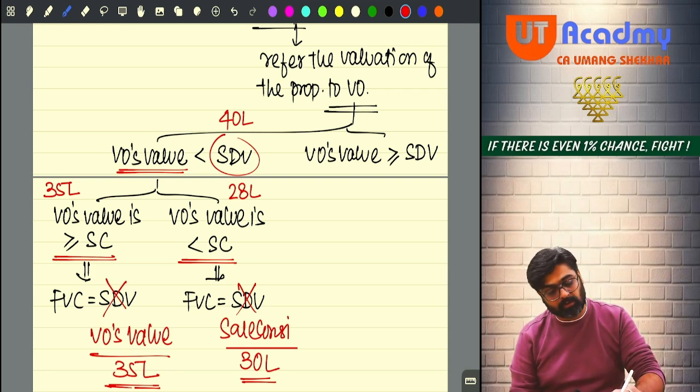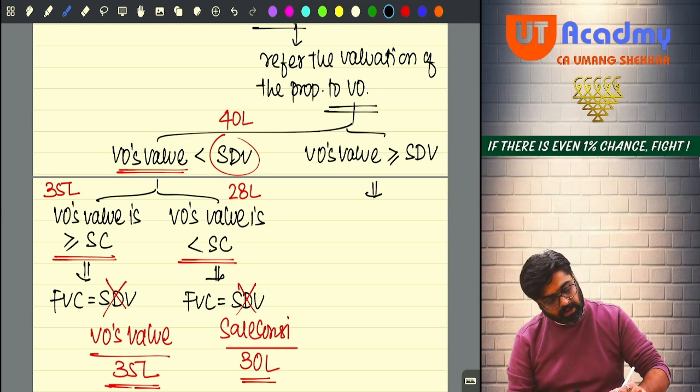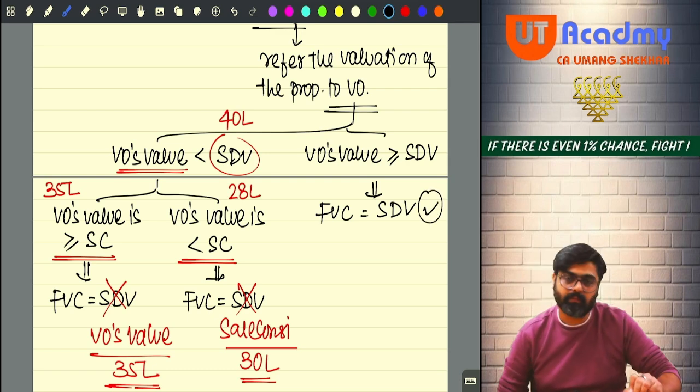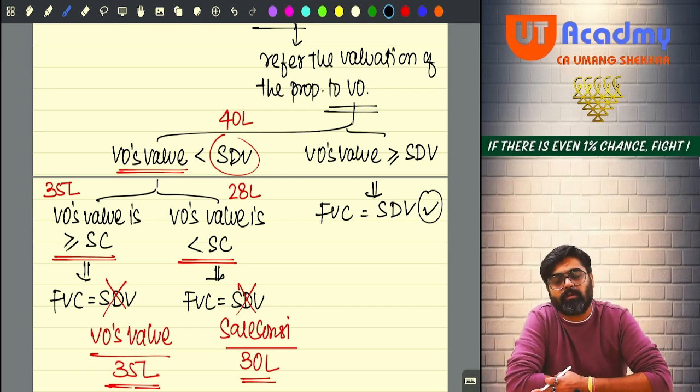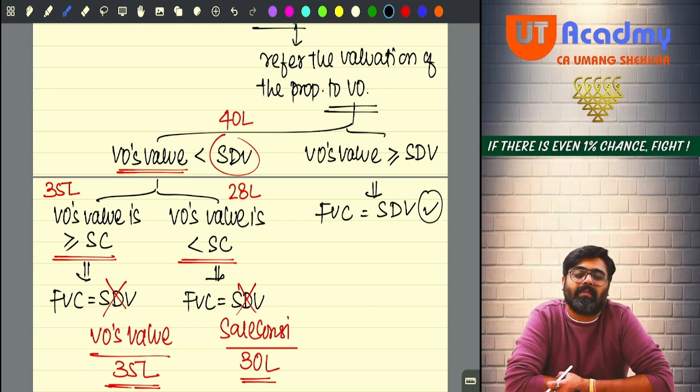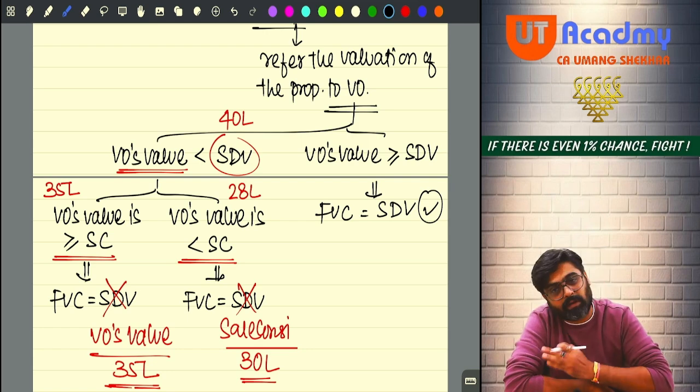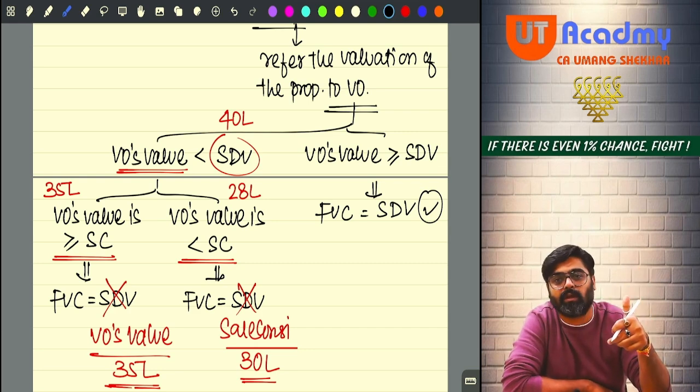Now what if VO's value was actually higher than or equal to stamp duty value? In that case, the full value of consideration we were taking as stamp duty value is correct, absolutely correct. Because you were trying to fool us. You were telling us that the market value of the property is lower. But our valuation officer determined a value. According to him, the value is not lower than stamp duty value. According to him, his value is more than or equal to stamp duty value. That means you are trying to fool us. But we will not be fooled. Whatever stamp duty value we were taking, that was correct only.